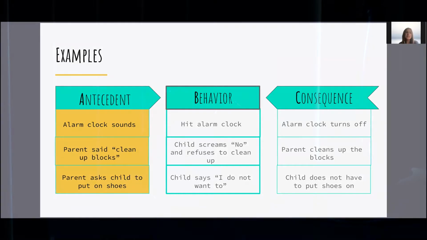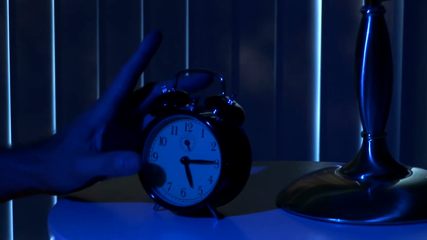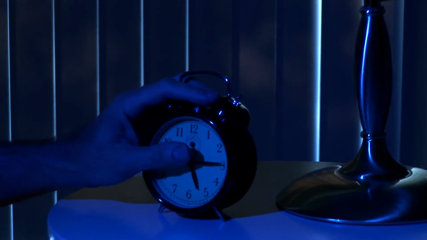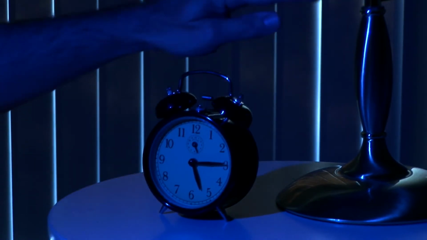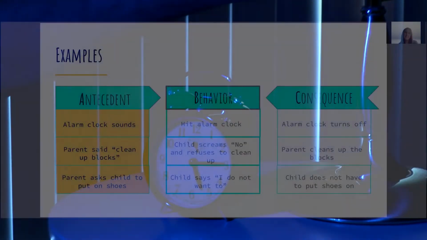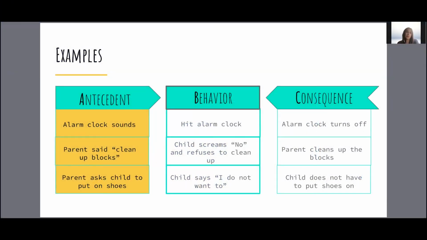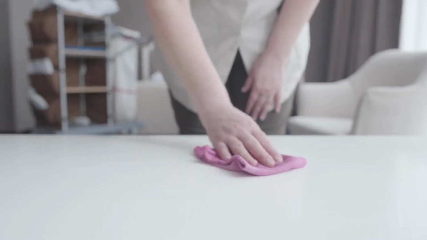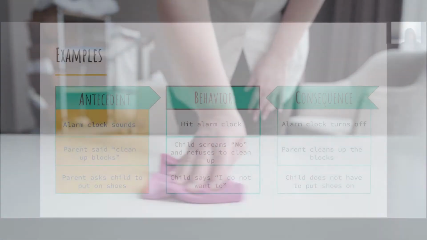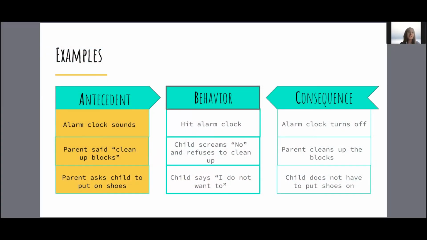First example, my antecedent is the alarm clock sounding. My behavior is hitting the alarm clock, and as a consequence, the alarm clock turns off. So that antecedent, that aversive stimulus, is what signals that the function of the behavior is escape. Second example, the parent says, clean up the blocks. The behavior is the child screaming no and refusing to clean up the blocks. And the consequence, what happens after the behavior, is the parent cleans up the blocks. So again, the antecedent is an instruction and the function of the behavior is avoiding cleaning up those blocks.